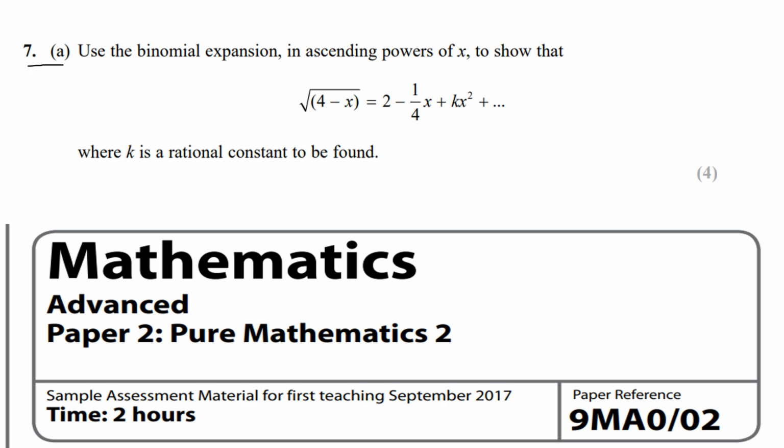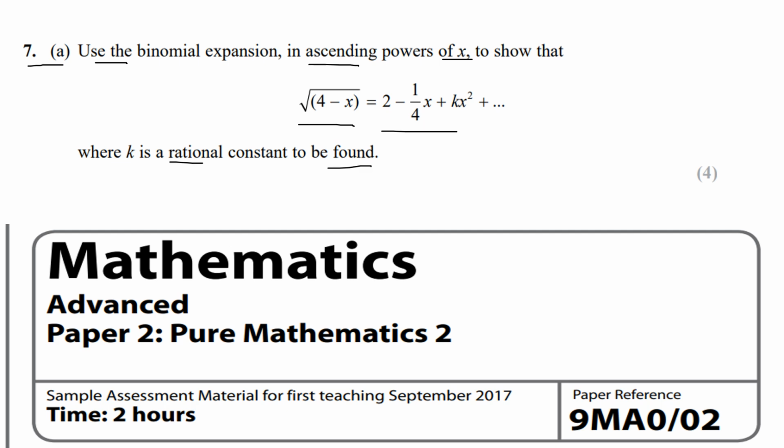Question number 7a. Use a binomial expansion in ascending powers of x to show that the square root of 4 minus x is equal to 2 minus a quarter x plus kx squared plus ..., where k is a rational constant to be found.